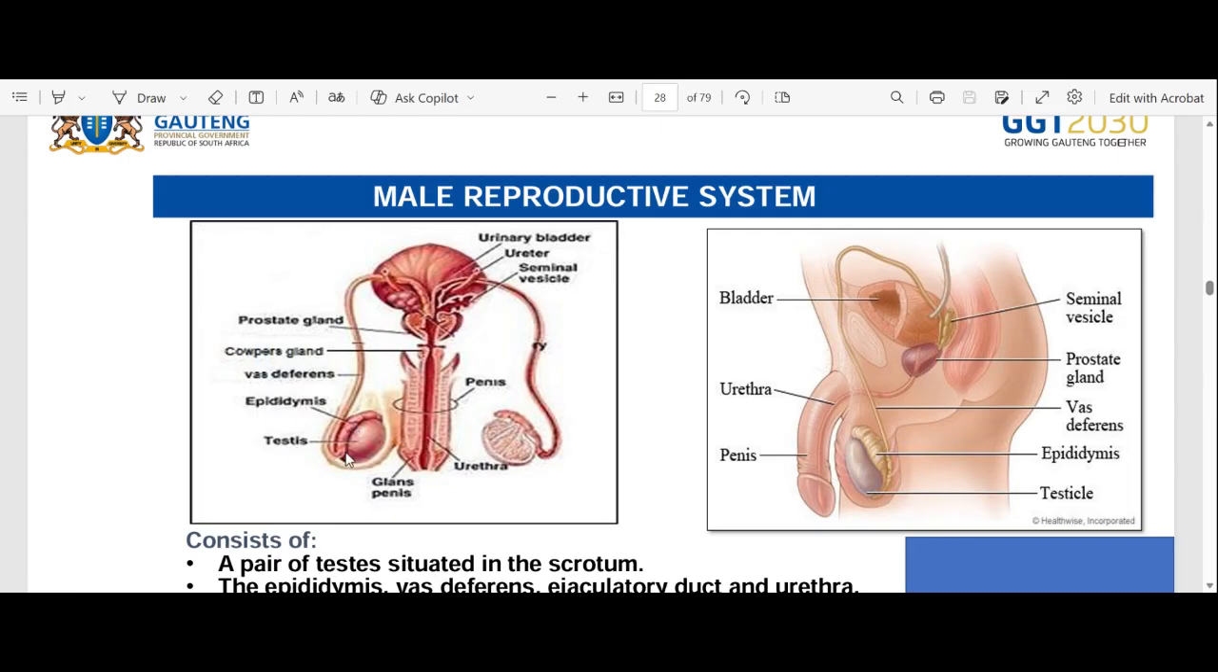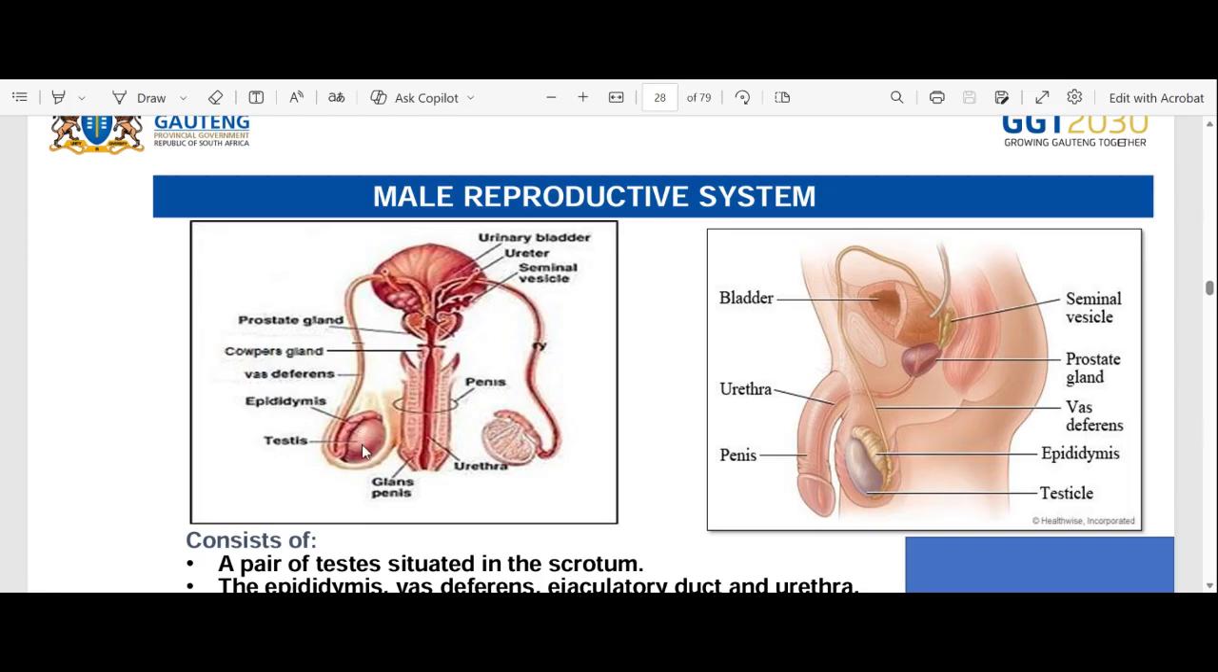Okay, let's go to the testes. Within the scrotum, you find the testes. What's the function of the testes? The testes are the site for meiosis. Another function is the production of sperms, or spermatozoa. That's where sperms are produced. And the next function is that the testes produce a hormone called testosterone, which is the hormone responsible for puberty in males.